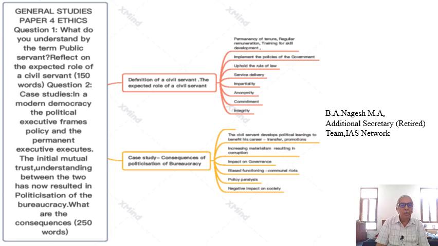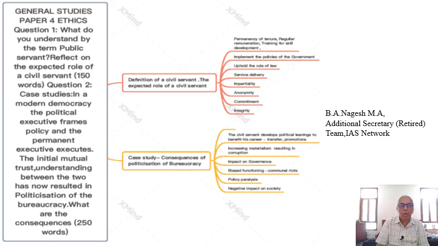Case studies. We take up a case study for discussion for 250 words. In a modern democracy, the political executive frames policy and the permanent executive executes. The initial mutual trust understanding, which was prevalent in the decades after independence, has now resulted in politicization of the bureaucracy. What are the consequences of such politicization? So you understand this case study properly.